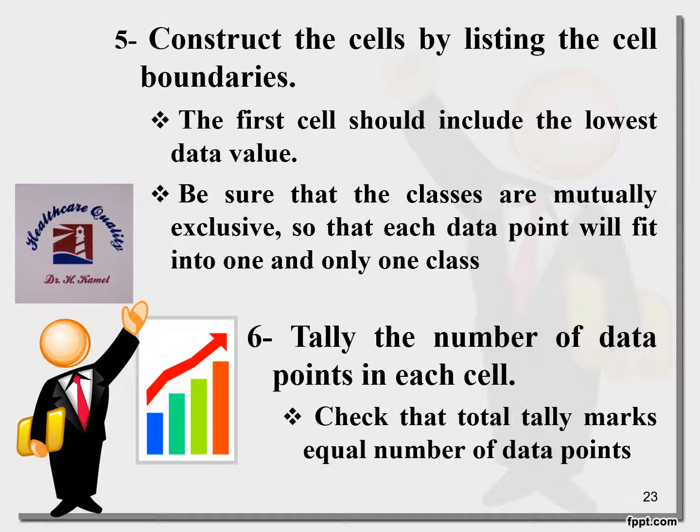Step 5. Construct the cells by listing the cell boundaries. The first cell should include the lowest data value. Be sure that the classes are mutually exclusive so that each data point will fit into one and only one class. Step 6. Tally the number of data points in each cell. Check that total tally marks equal number of data points.